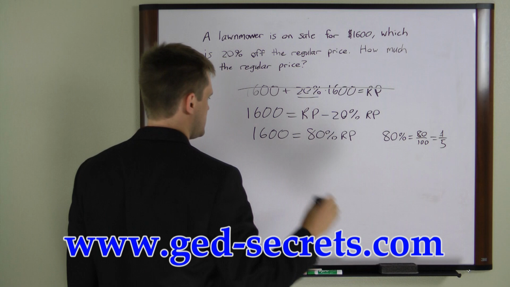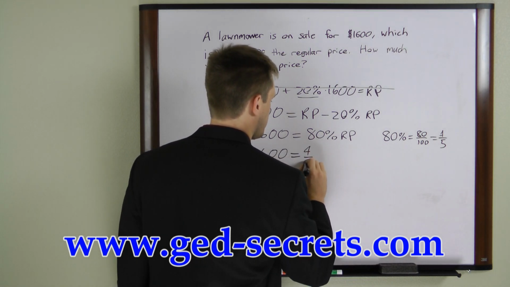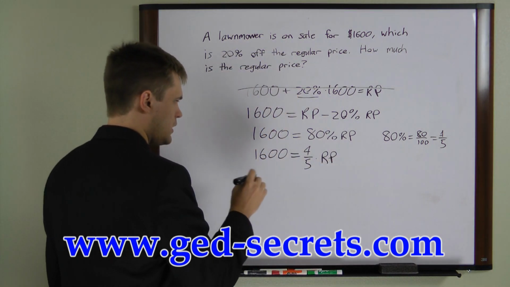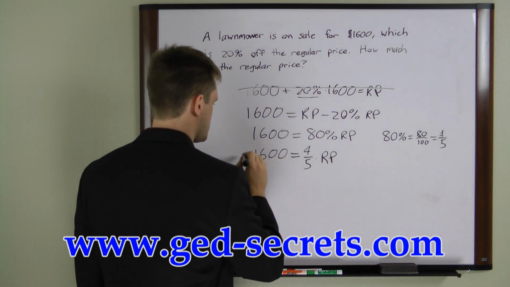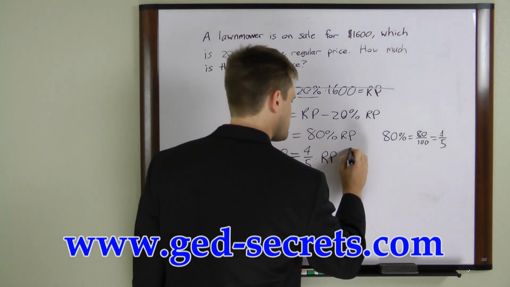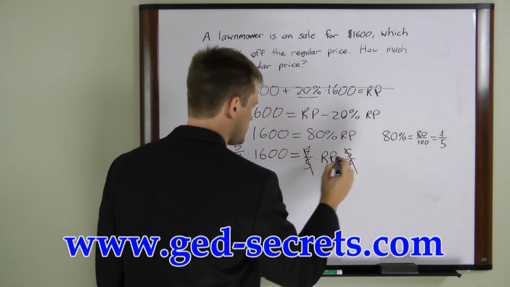And then we'll plug this back into this equation. 1,600 equals 4 over 5 times the regular price. And now to solve this, all we have to do is multiply both sides by 5 over 4. And then these two cancel.